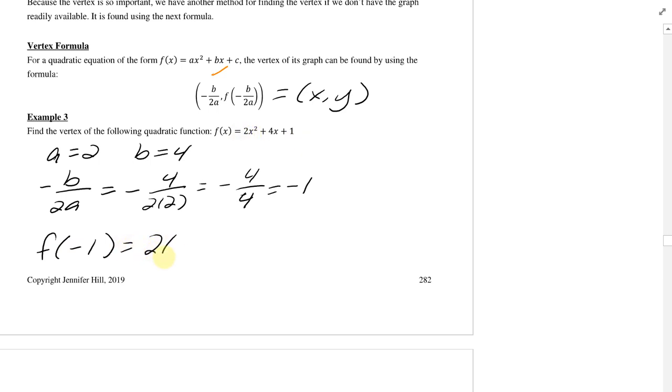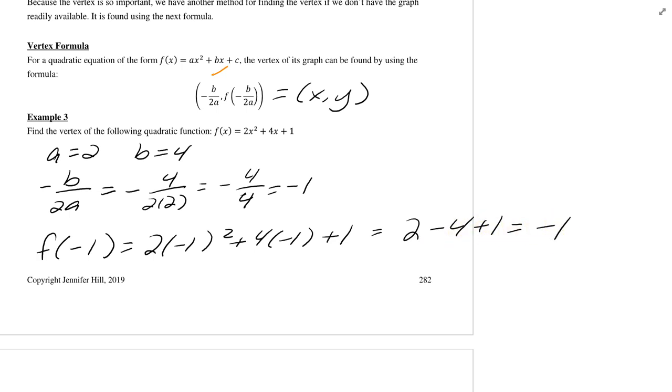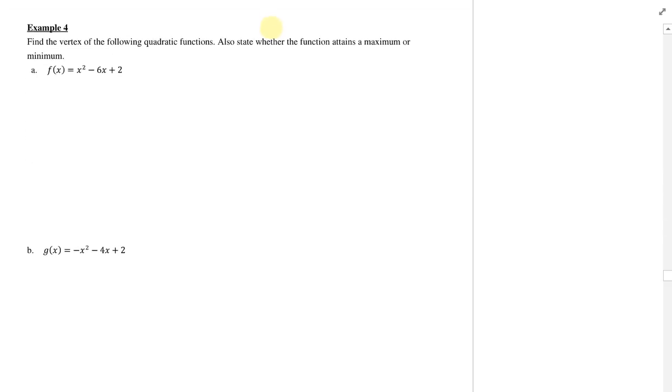So let's do that. So this becomes 2 minus 4 plus 1, so this will ultimately equal -1. And so now this piece and this piece are what actually makes up my vertex. So my vertex is -1, -1. So that's the idea behind this. So let's try this on the next page.